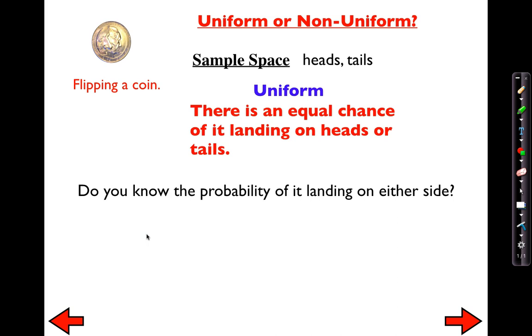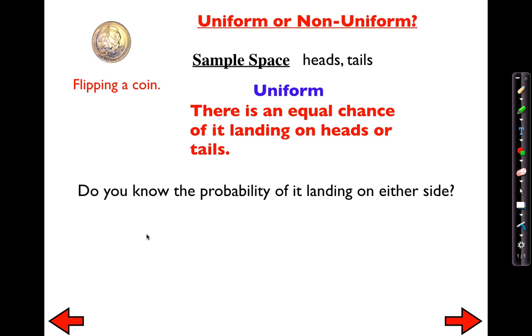So one way of determining whether it is uniform is by asking yourself, okay, well, what is the probability of it landing on either side? If they are equal, then obviously it's uniform. And if they're not equal, then they are non-uniform. So here I would say it's 1/2 probability of landing on heads and 1/2 probability of it landing on tails.